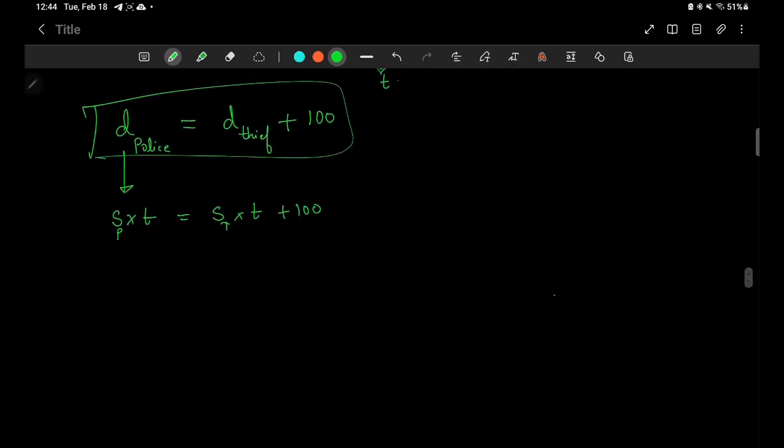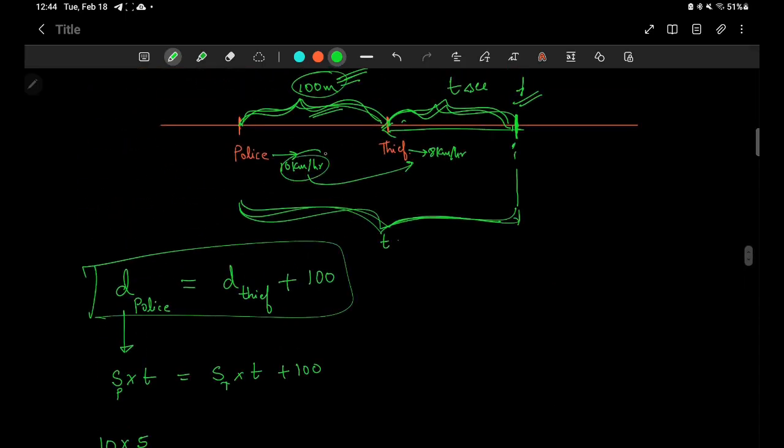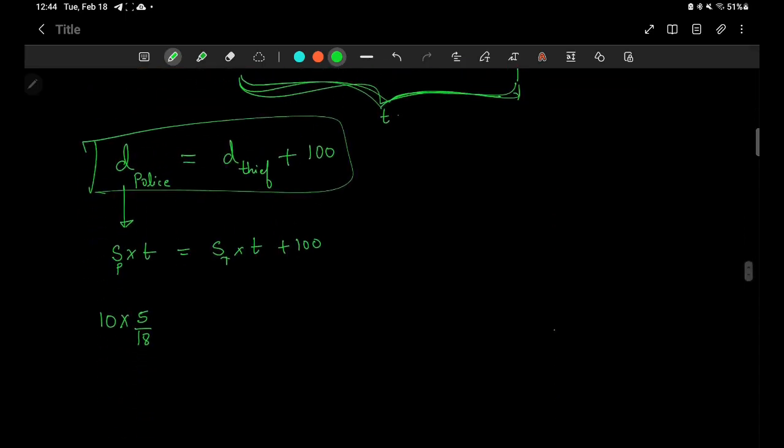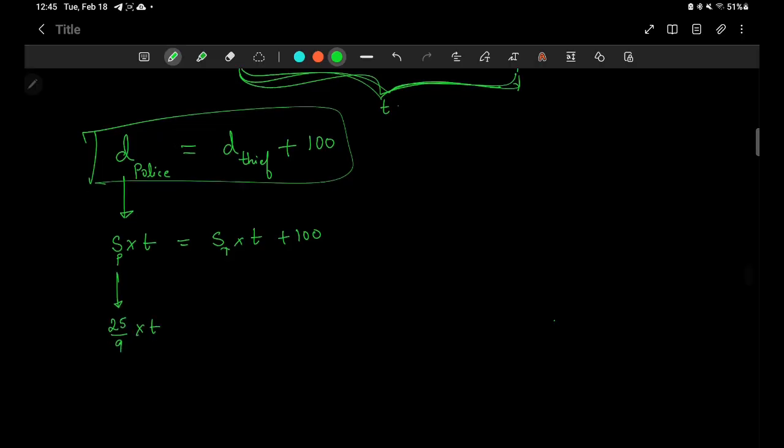Let's convert it into meter per second. So 10 km per hour, we just have to multiply 5 by 18 because we are converting from a higher value to a smaller value, that is meter per second. So we have to multiply a smaller factor, 5 by 18. So how much is it? 2 5s are 10, 2 9s are 18. So you get 25 by 9 meter per second. This is the speed of police. Let me just write that here. Speed of police is 25 by 9 meter per second into the time taken by him.